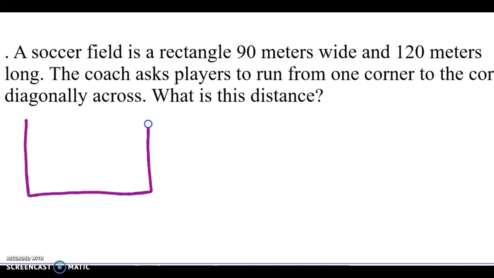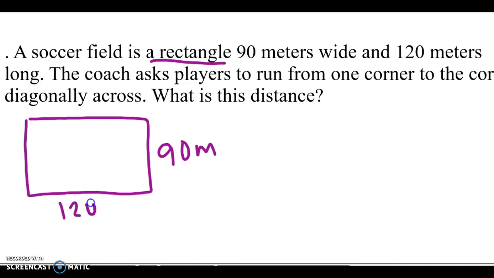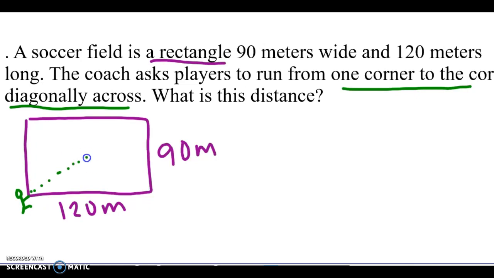So I know we've got many soccer players out there. Here's a soccer field. It says right here, it's a rectangle, 90 meters wide and 120 meters long. So we've got our 90 meters here and our 120 meters here. Now, that's not a triangle, but if you think about the problem, the coach asks players to run from one corner to the corner diagonally across. So we've got our players here, and they need to run across the field here. We want to know how far they're running.